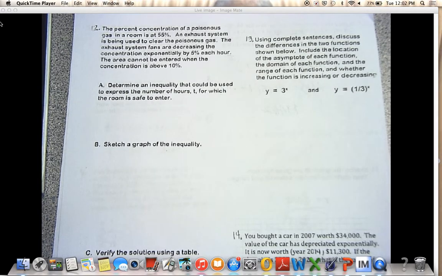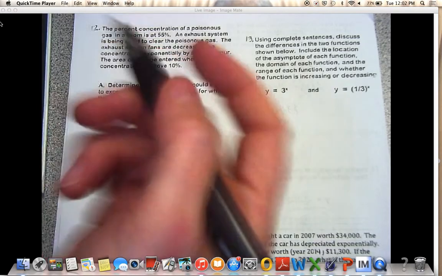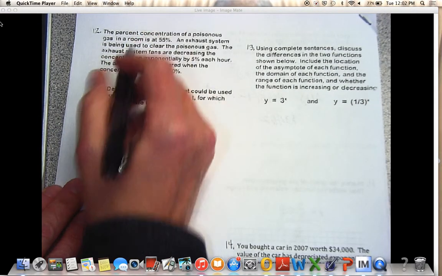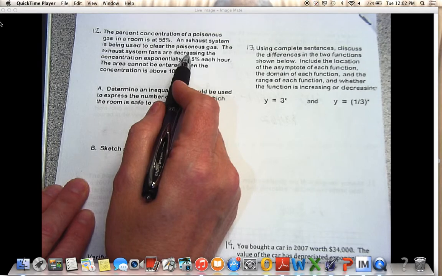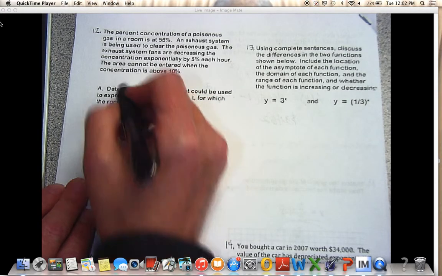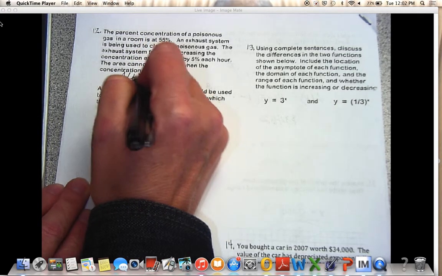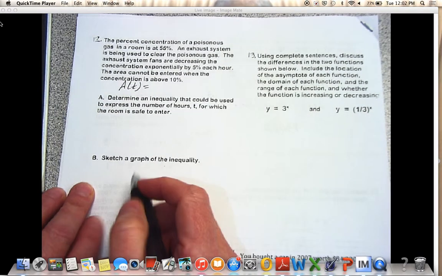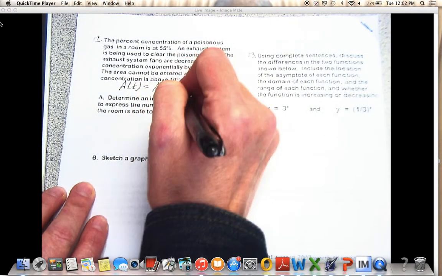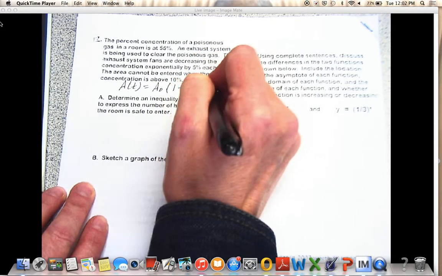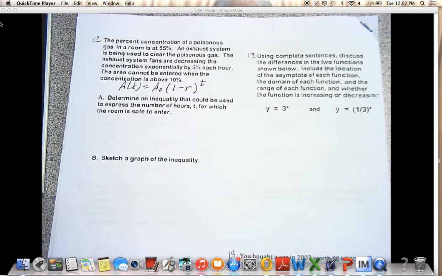Now, it says determine an inequality that could be used to express the number of hours T for which the room is safe to enter. We'll check on that answer in a minute. Do y'all notice that it says it is decreasing exponentially? So we're going to go A of T. This is kind of the general form: we have an initial amount, and then it's 1 minus R raised to the T. That's the generic formula we're trying to fill in.